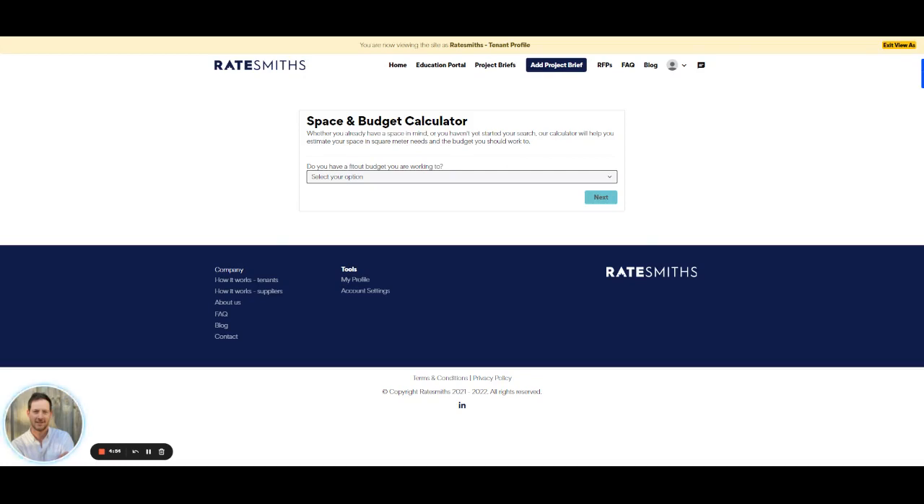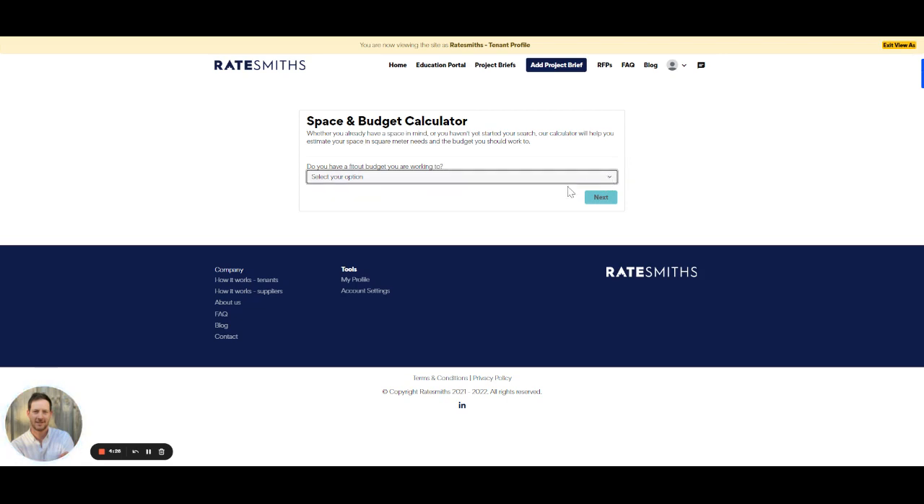In this video, we'll be showing you how to use the space and budget calculator to find out how much your office fit out will cost you, or to find out how many staff you can fit into a predetermined space size, or how to find out the size of office you will need based on the number of staff you have. There are a number of ways to do this.